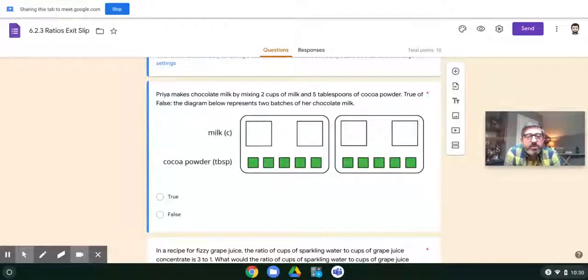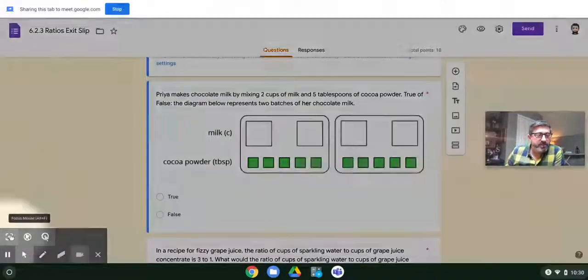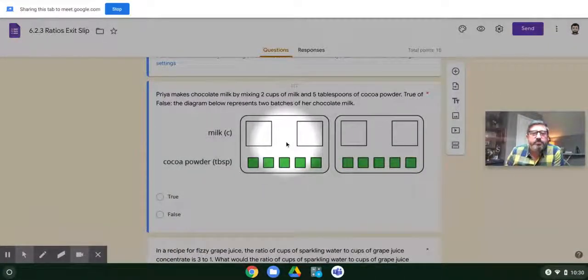So how many white squares do we have, or how many cups of milk in that first diagram? Let me see if I can highlight it for you. How many in this one right here? Cups of milk. 2. How many tablespoons of cocoa powder? 5. 5, that's right. What about this one? How many cups of milk in this one? 2. How many tablespoons of cocoa powder? 5. So are these exactly the same? Yes, so it does represent 2 batches of her recipe because she's got 1 batch here and then a second batch that's exactly the same.